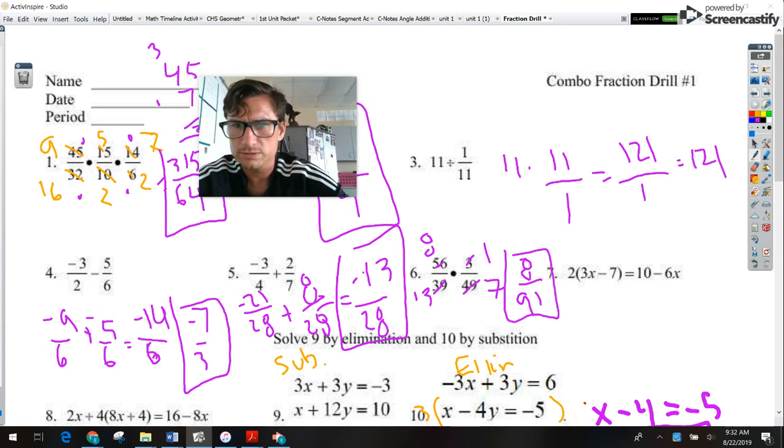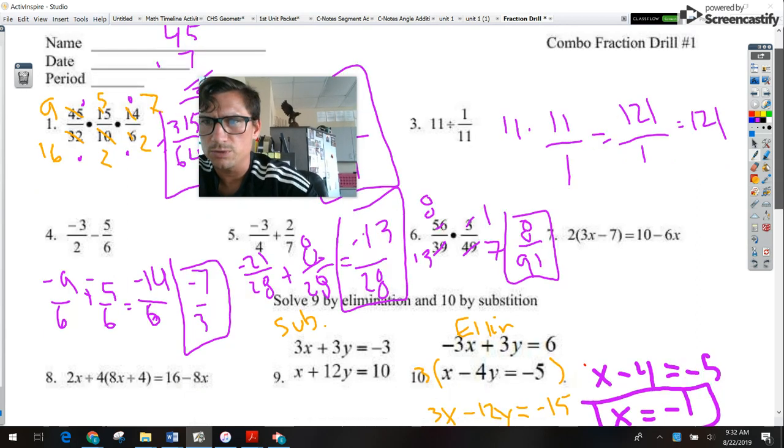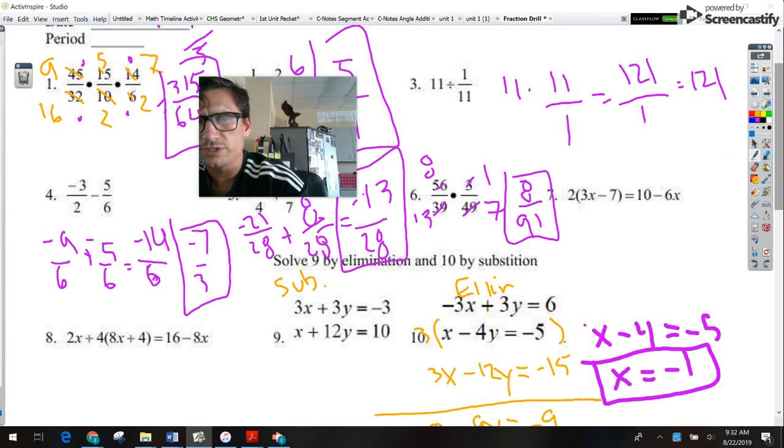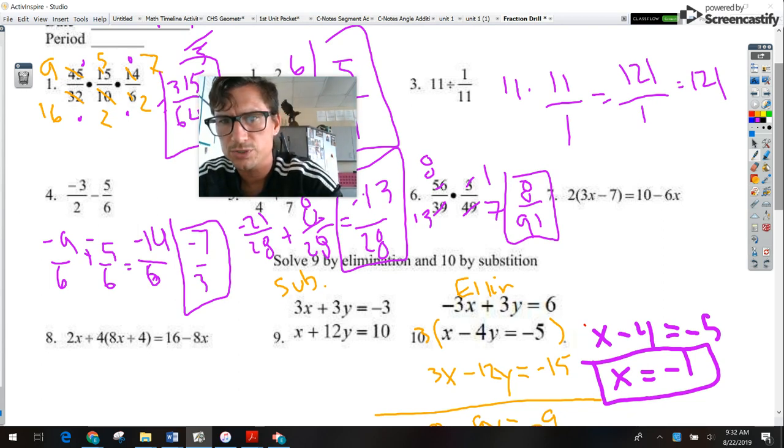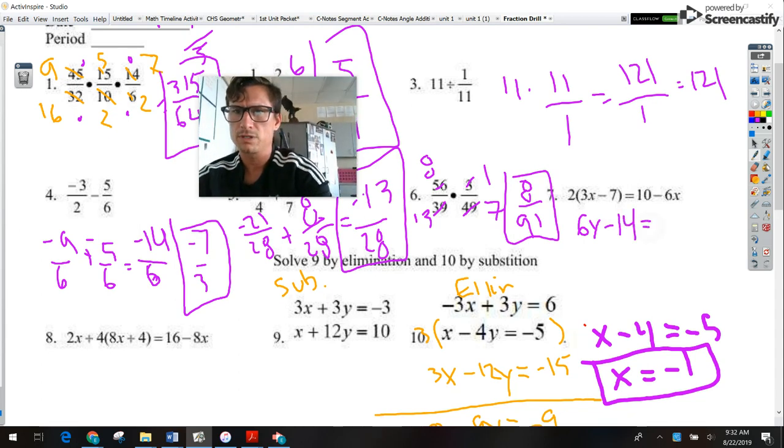All right. There's all the fractions ones. So I'm going to do maybe 2 of these because I'm going to run out of time. Hopefully solving equations. So remember, distributive property means distribute means multiply each term. 2 times 3x, 6x. 2 times -7, -14 equals 10 minus 6x.